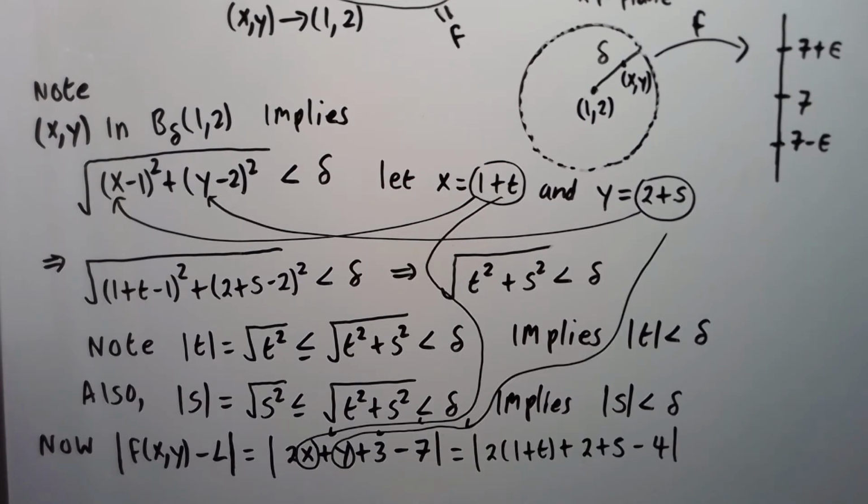So making those substitutions, again in place of x, we're going to put 1 plus t, in place of y, we're going to put 2 plus s. We get this then. Then multiplying that 2 in and simplifying, so multiplying the 2 in there, we'll have 2 plus 2t plus 2 plus s minus 4. The 2 and this will cross off, so it'll be 2t plus s left. I'm going to write it over here.